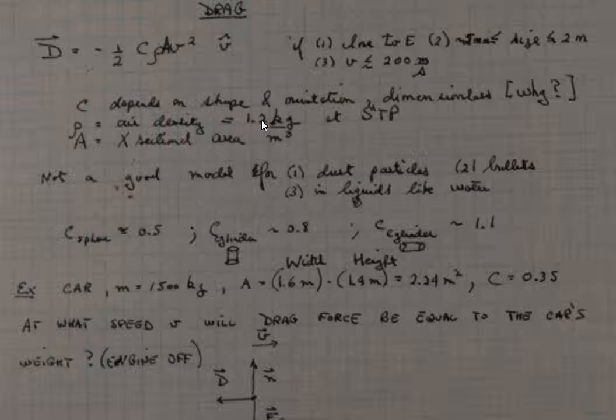This is the intro chart for drag. Drag is the force experienced by a body if you drop it, and it opposes the downward velocity that it has as a result of the acceleration of gravity. This is the expression for drag. v hat is a unit vector in the direction of the velocity, and so the negative sign here means it's anti-parallel to the velocity.